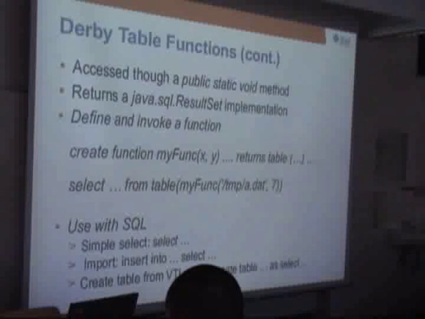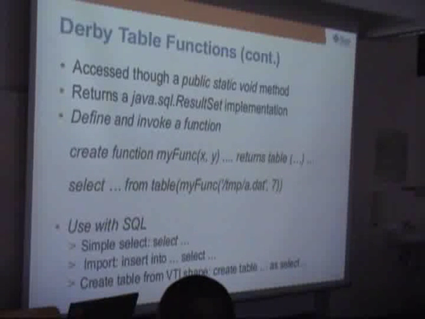There are several ways to use this with SQL. The simplest case is just to do a select from the table function. This is useful for development, testing, and in cases where the table function is cheap to invoke. Next, you can import the data into Derby by doing an insert into select from, and then you do more extensive processing of the data. And lastly, you can do a create table from the VTI shape to create a table required to hold the data for the import.